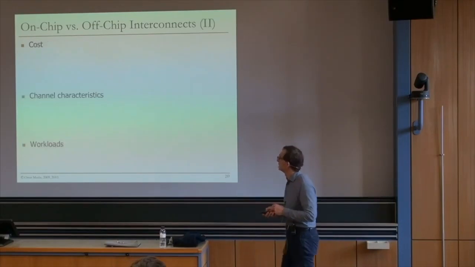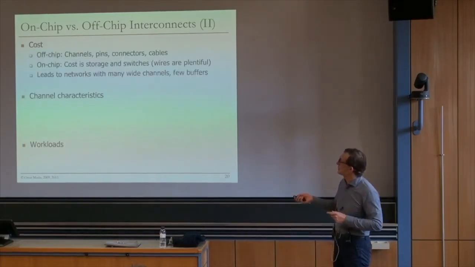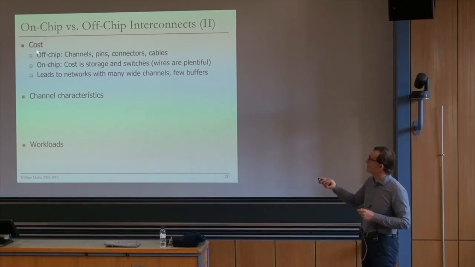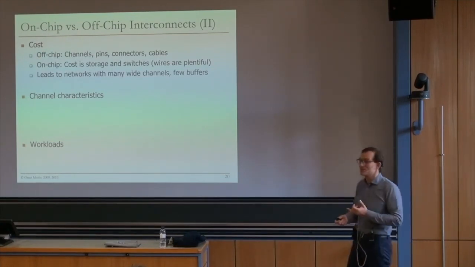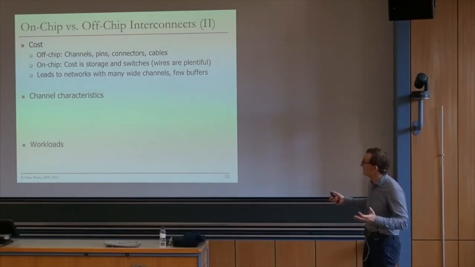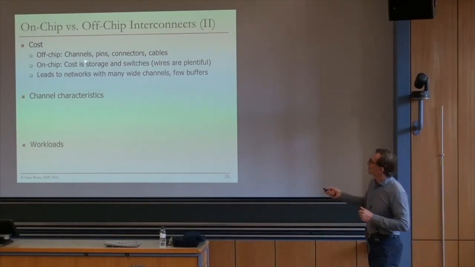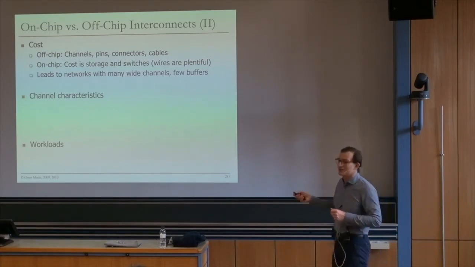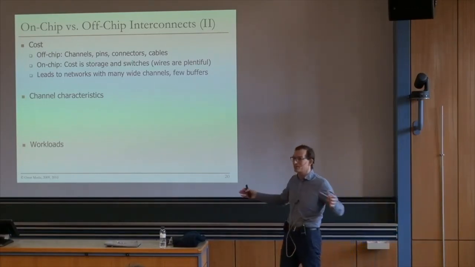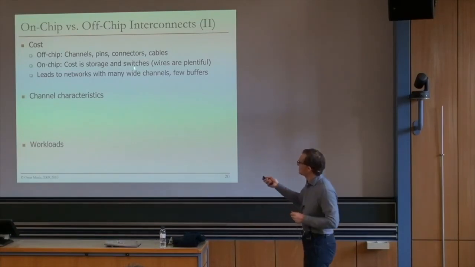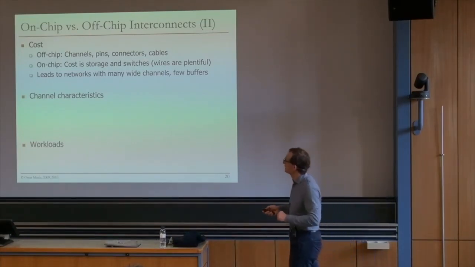Okay, so let's take a look at cost, channel characteristics, and workloads. If you look at cost in off-chip, the cost of the network is dominated by channels, pins, connectors, and cables. Whereas on-chip, a lot of these are cheap, but storage and routers are not that cheap. So basically, your cost is really dominated by your buffering and switches. Whereas if you look at off-chip, your cost is dominated by some other things that are much bigger.